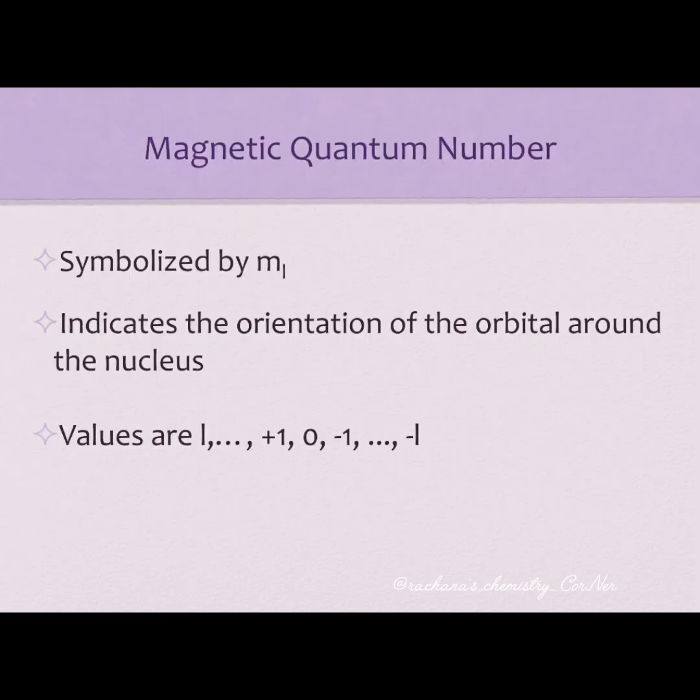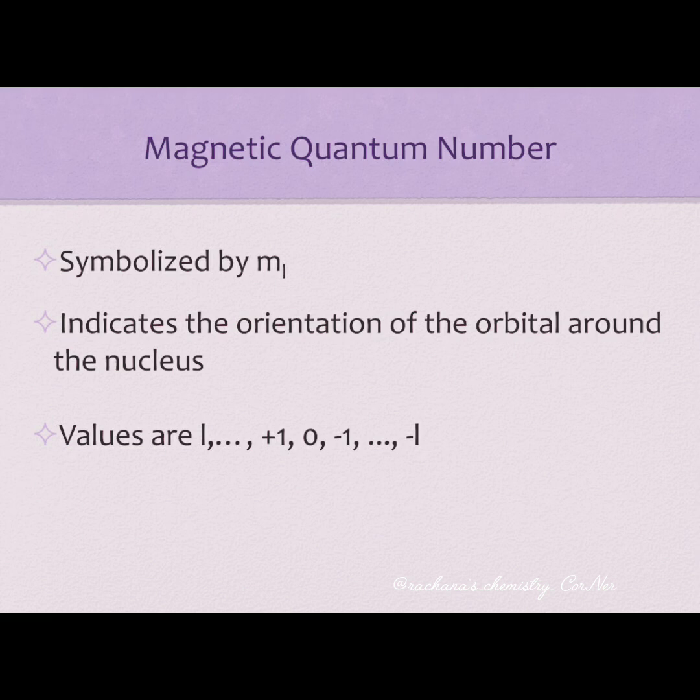And the third one is the magnetic quantum number, which is represented by the symbol ml. It indicates the orientation of the orbital around the nucleus, and it has values like plus 1, 0, minus 1. What it means is that it only tells about the orientation of an orbital in the subshell.